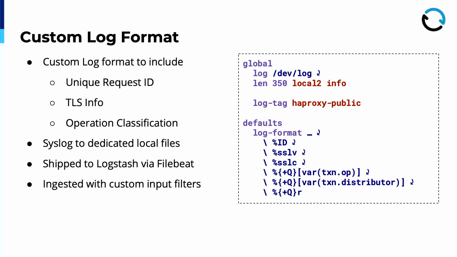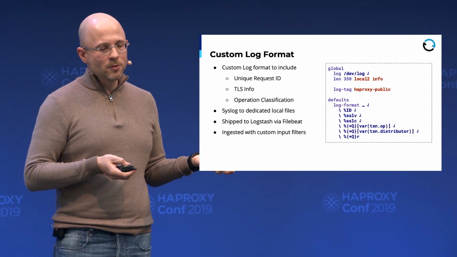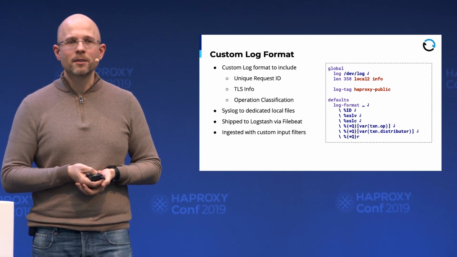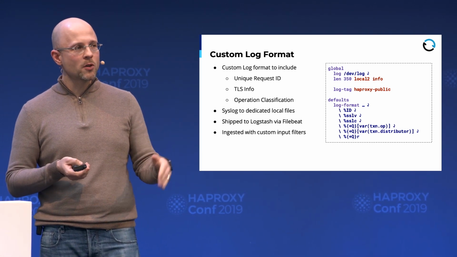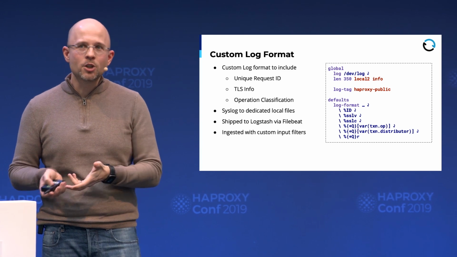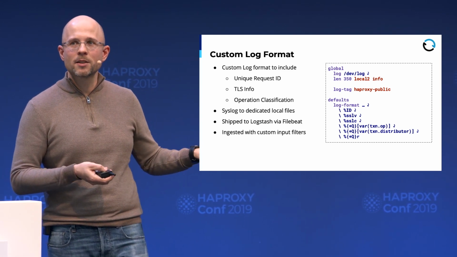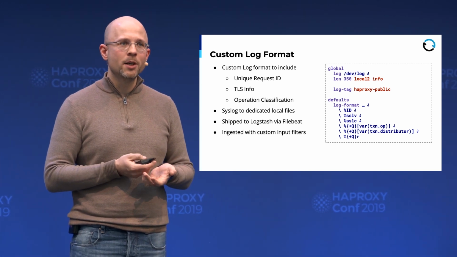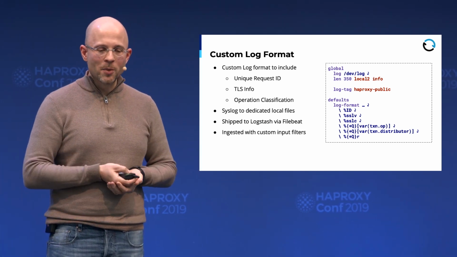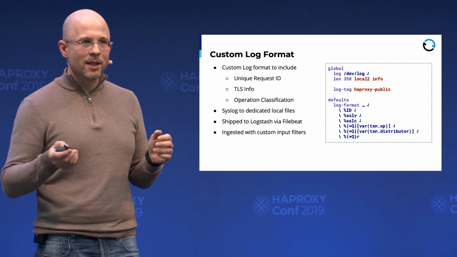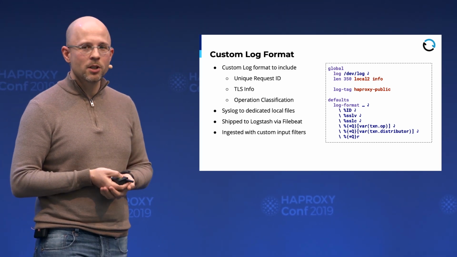But what happens then is once it reaches that local file, we have Filebeat running on all these instances, and it picks up these logs, follows them as they get written, and ships the whole stuff off to the ELK stack. We have an ELK cluster sitting somewhere else, and that is prepared to receive the data formatted in this way. It also includes the TLS version and the cipher that was actually negotiated.